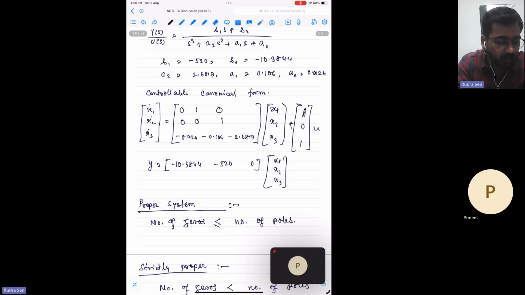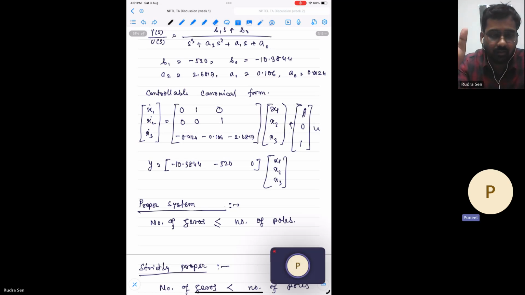Yes, so the diagonal form is not a controllable aspect. The basic purpose of the controllable canonical form, as I said, is to design the feedback controller. So that's why we need this design. But we cannot design the controller using the diagonal canonical form.